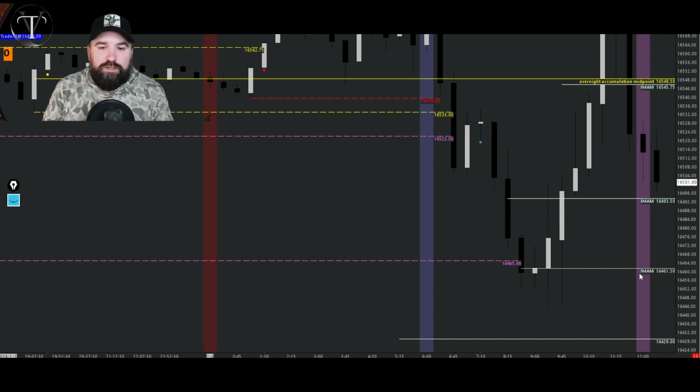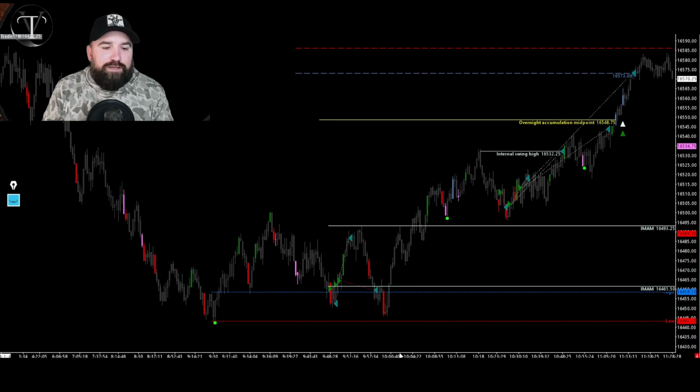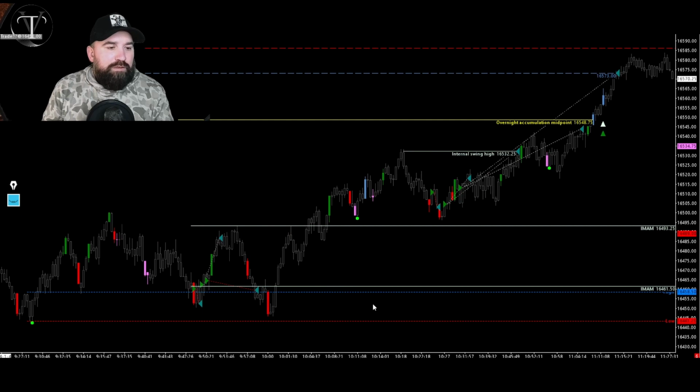That's what this is called. Internal micro accumulation midpoint, IMAM, right? So that's what I was looking at there. That's that 6150. And then we'll go over here to the execution chart. Wasn't the tidiest day, but it was all right.